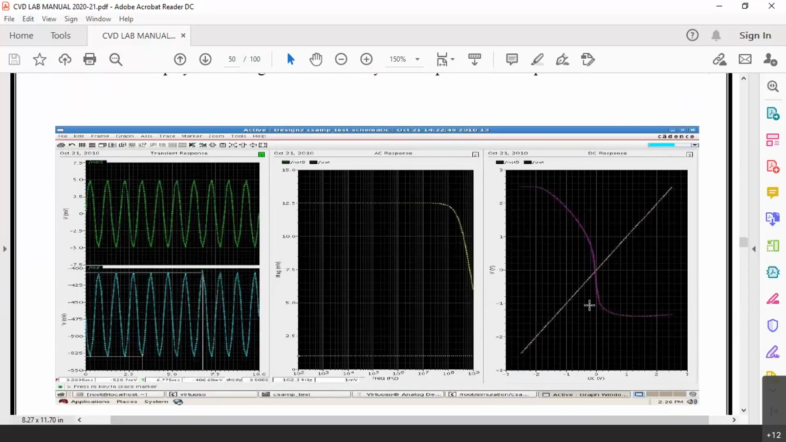Now you can see the rightmost curve. In the rightmost curve, this is DC analysis. When the input is rising up, just a minute, I am muting.